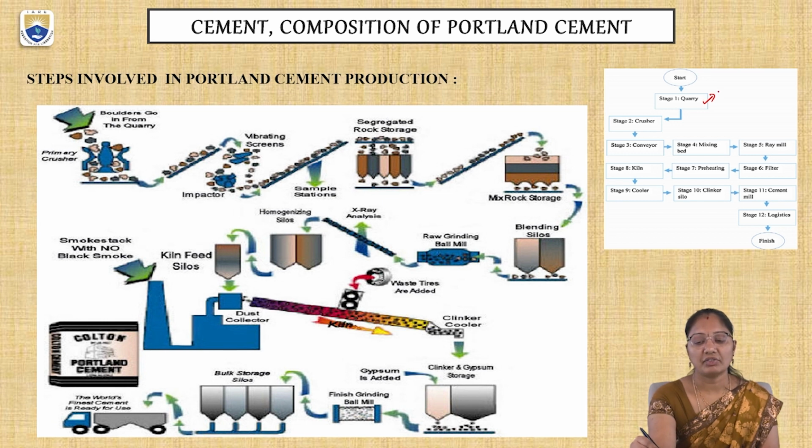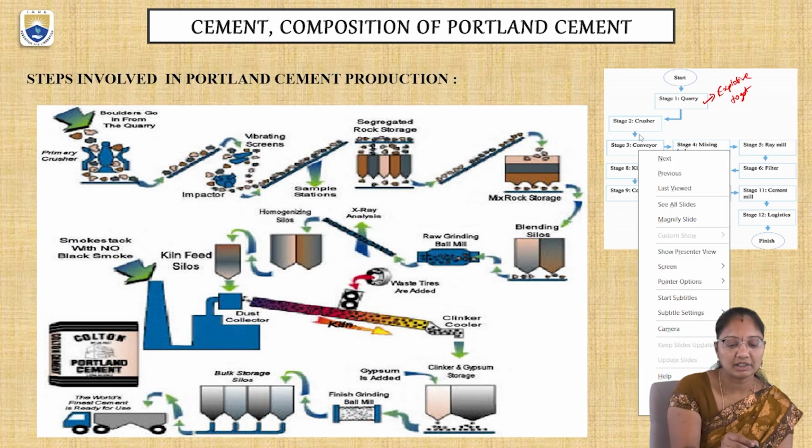This is the quarry where explosives are used to get the limestone. Again, it is crushed from large pieces to small pieces, and it is introduced into the conveyor. This is the conveyor. So the primary crushing: they get the raw material, or precursor, from the quarries. It is crushed, and these are the conveyor belts.